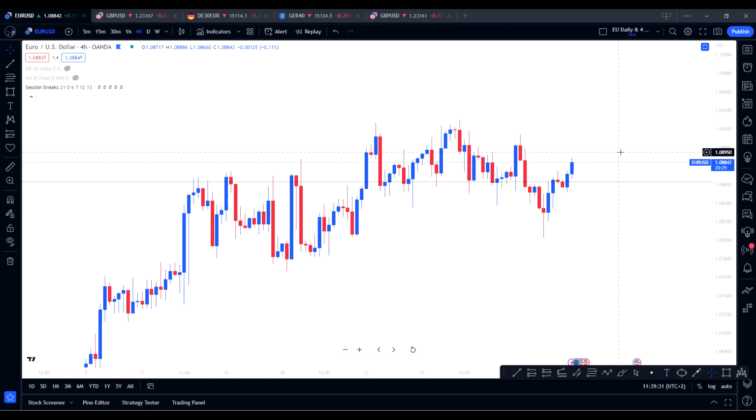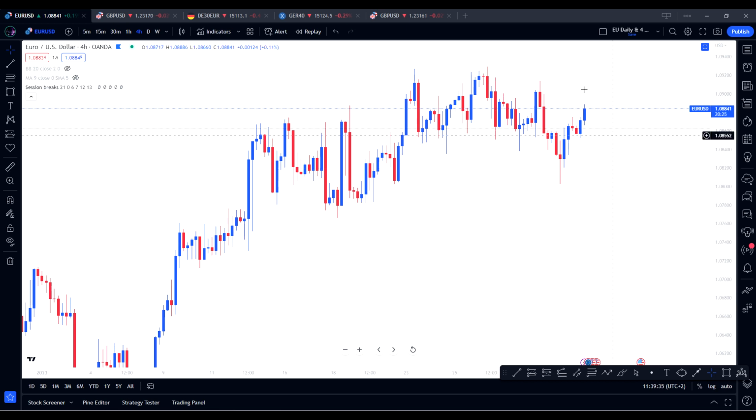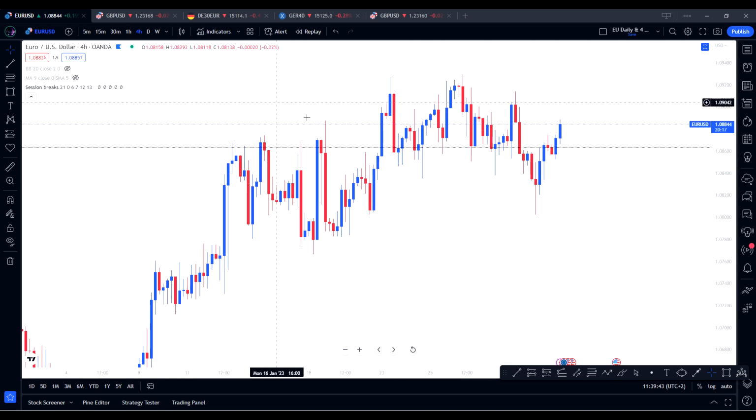All right, guys, so this is the 4-hour chart on Euro USD. There is nothing on the chart. It is a naked chart. We are using price action to find our entries, okay? What do we need to do in order to find the perfect order block entry? Well, there is no such thing as the perfect order block entry.